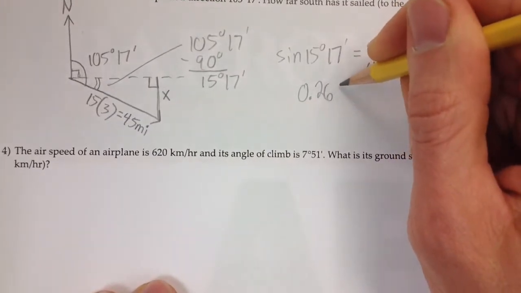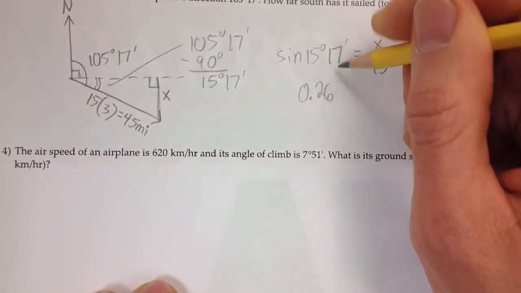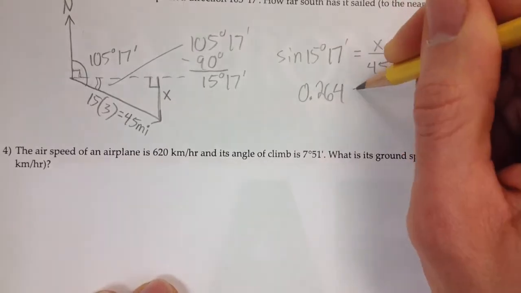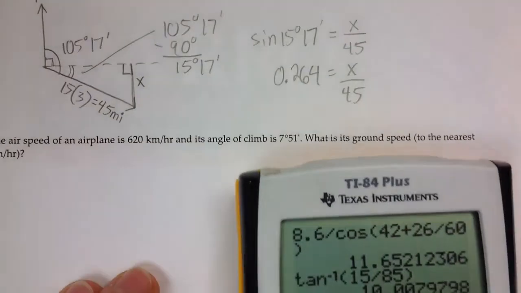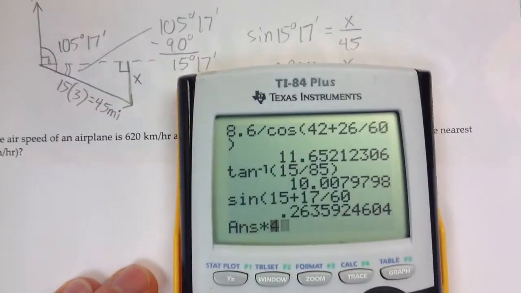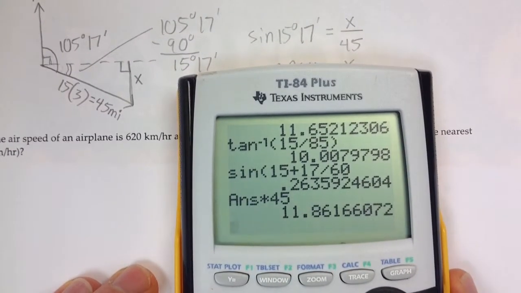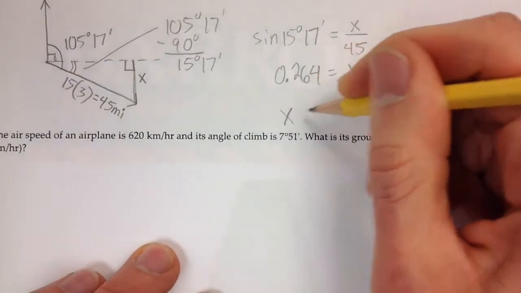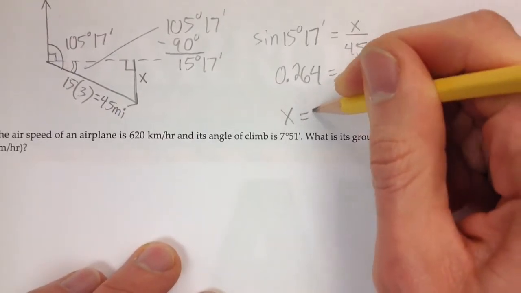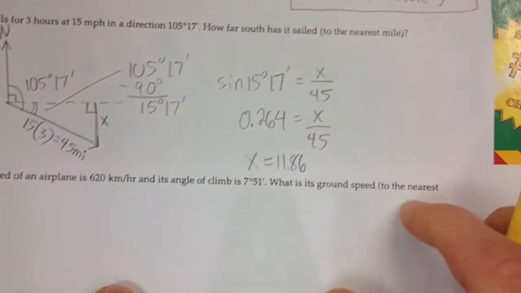Try to keep in mind what these sine or other trig ratios mean. So the ratio of two sides of a triangle. And then to solve for x, you just multiply that by 45. 11.86. They want it to the nearest mile, so 12. There's our answer.